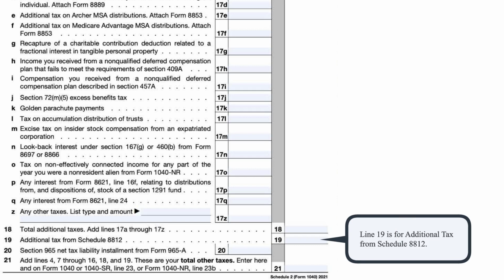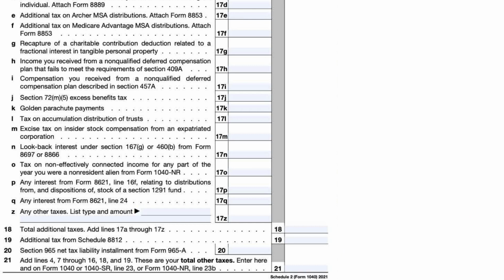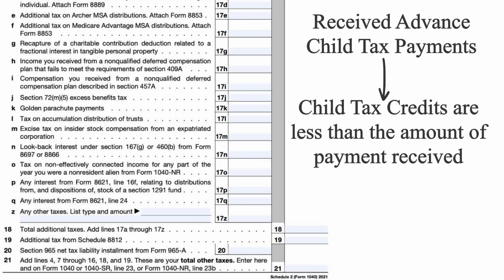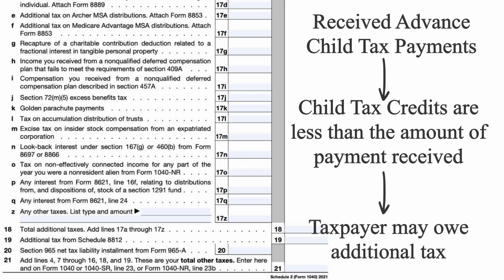Line 19 is for additional tax from Schedule 8812. This line is used for additional tax on excess advanced child tax credit payments. If the taxpayer received advanced child tax credits during 2021, and the credits figured using Schedule 8812 are less than what the taxpayer received, they may owe an additional tax.